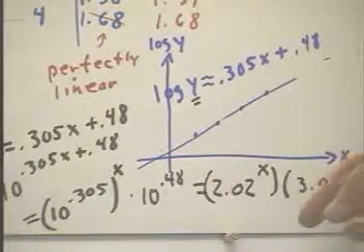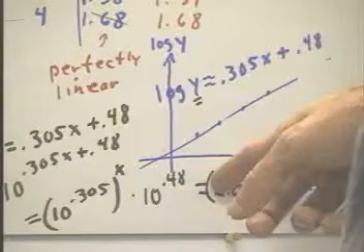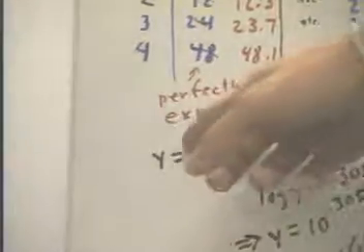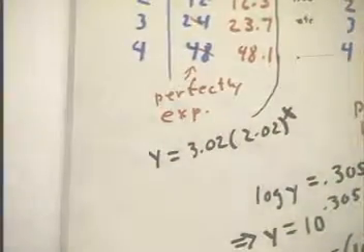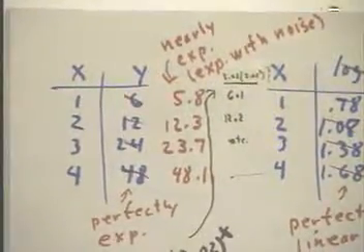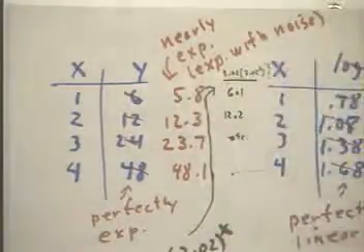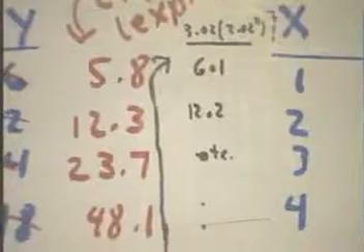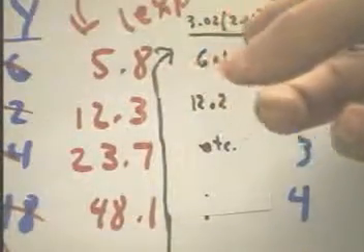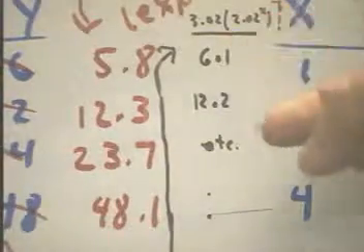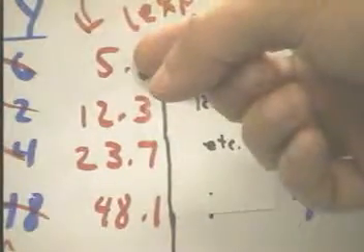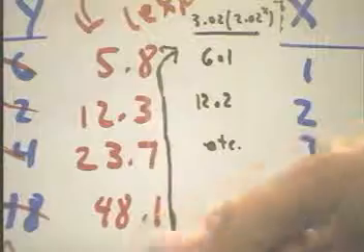10 to the 0.305 is 2.02, 10 to the 0.48 is 3.02, so our model ends up being y equals 2.02 to the x times 3.02. We write that model here, y equals 3.02 times 2.02 to the x, and then we bring that model on up here and we make a column for that model. Using the x values 1, 2, 3, and 4, which is what we started with, we evaluate 3.02 times 2.02 to the x, and we get 6.1, 12.2, and so forth, which agrees very well with our original data, 5.8, 12.3, 23.7, and so forth.